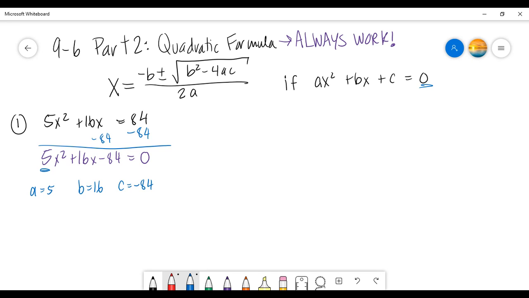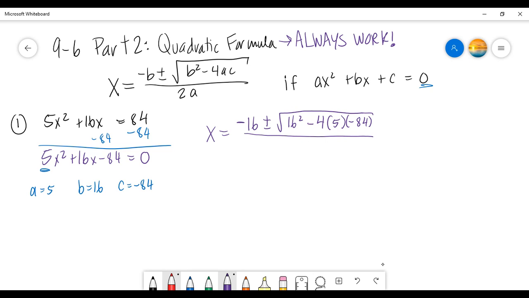Okay? From there, we use the quadratic formula to substitute our values in. Now, if you feel like, okay, yep, I can totally do this, go ahead and try this on your own. If you don't, you can go ahead and watch. All right, let's see how we did. So we're substituting our values in. X equals negative b, and b is 16, plus or minus the square root of b squared, that's 16 squared, minus 4 times a, which is 5, times c, which is negative 84. And that's all divided by 2a, which is 5.